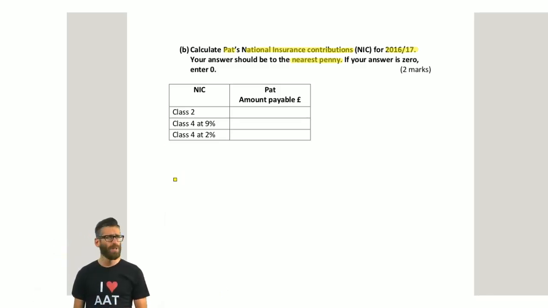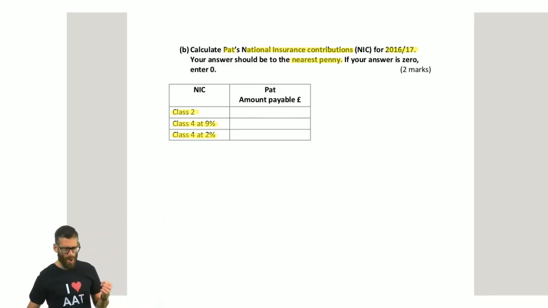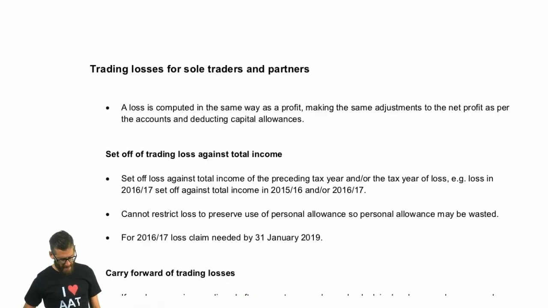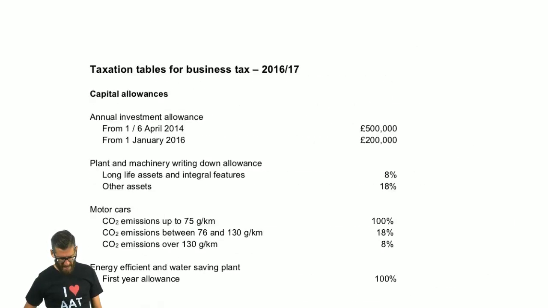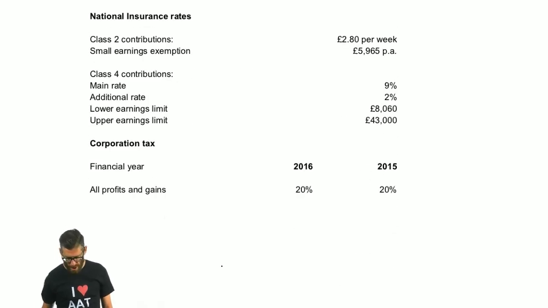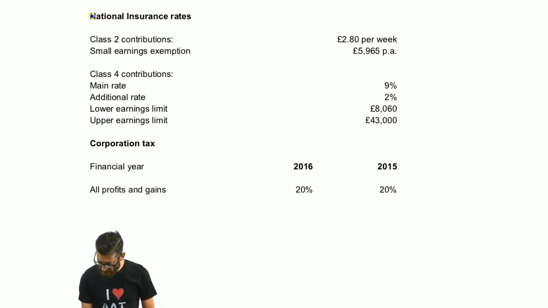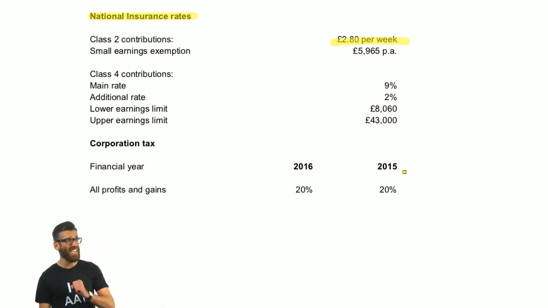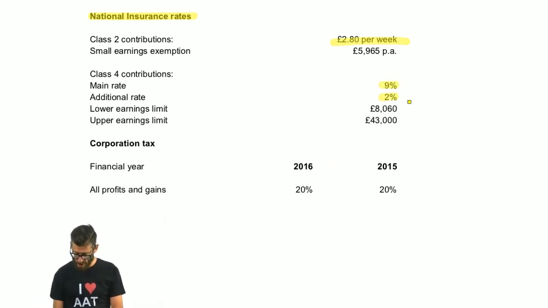Now, for those of you at this stage that are unclear, we've got class 2, class 4, and class 4 at 2%. What does that mean? I hear you cry. Well, no need to worry, because if we come back into our sheet, we have down here the taxation tables, and it tells us the national insurance rates. Class 2 contributions, of which there is a small earnings exemption. Well, Pat has exceeded that, so it will be 2.80 per week for the entire year. Then, the class 4 contributions, the main rate is 9%, the additional rate is 2%.